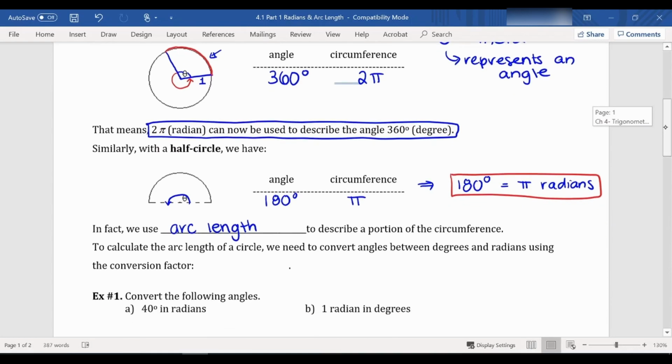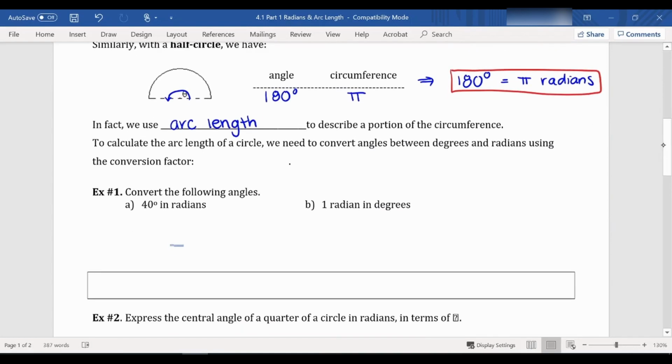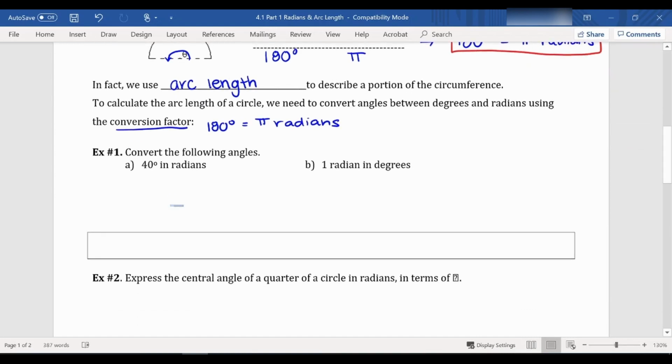So to calculate the arc length of a circle or the distance around the outside of part of a circle, we need to convert between degrees and radians using our conversion factor. So our conversion factor is just the fact that 180 degrees is equal to pi radians. If you have ever done conversions before, you know that when you convert, you're usually going to make a fraction out of your conversion factor. You put what you want on the top, and the units you already have go on the bottom.